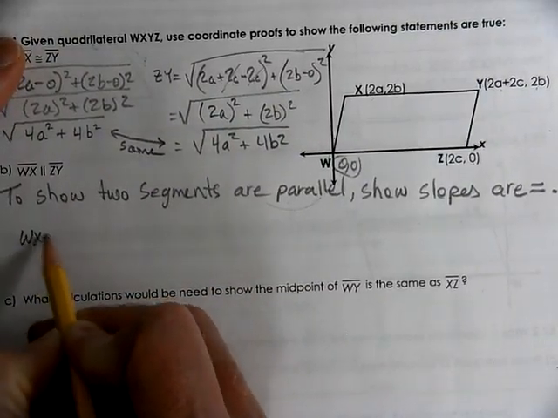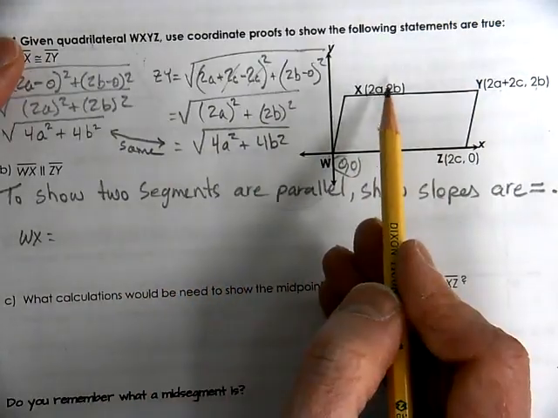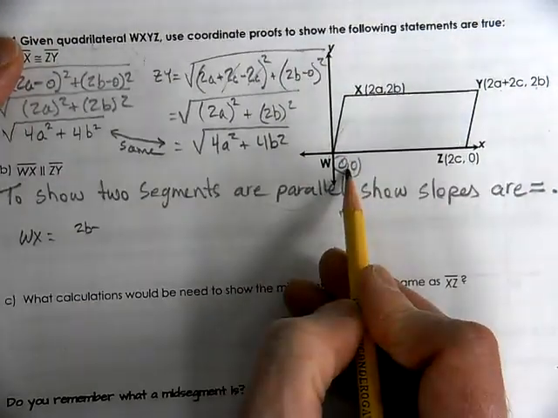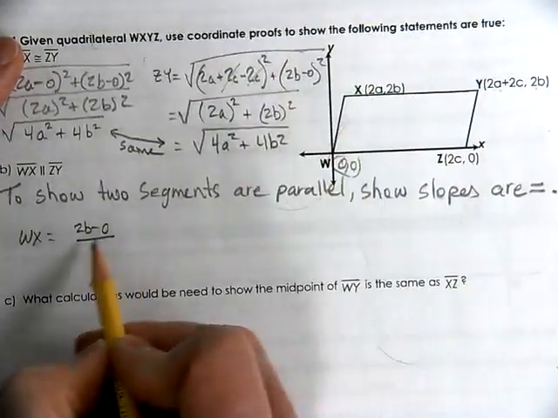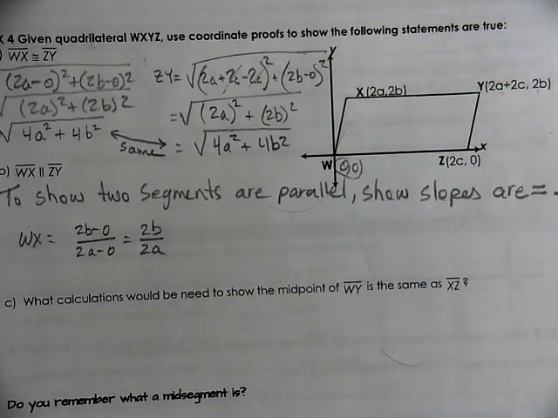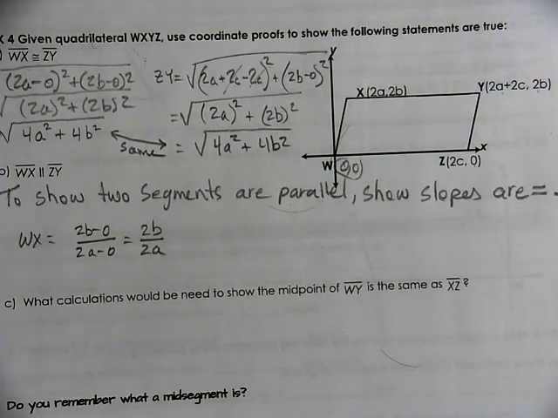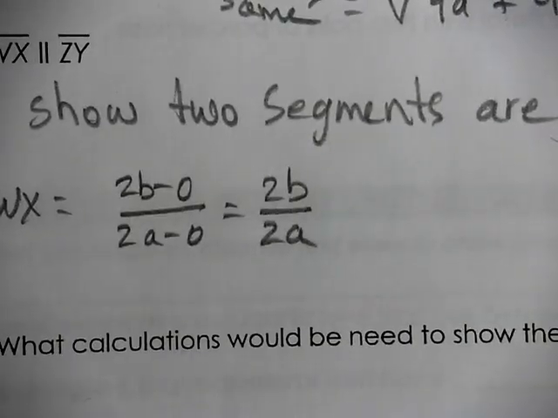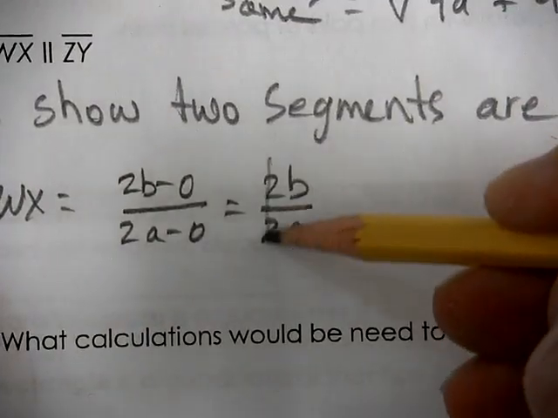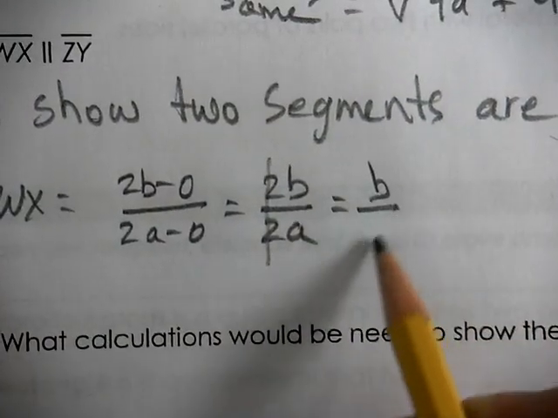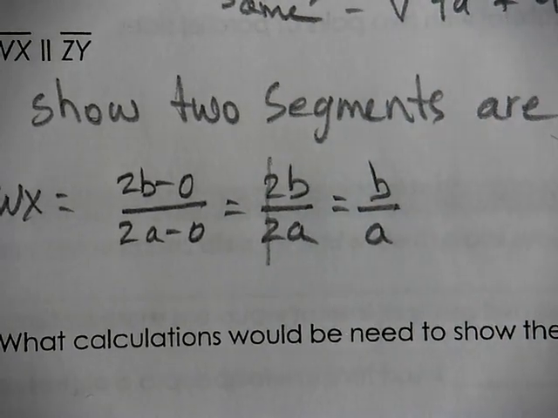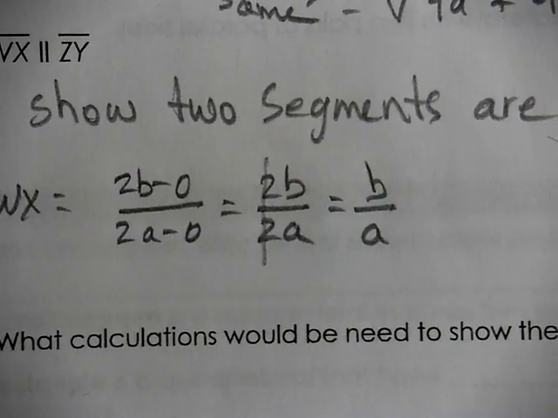We're going to do the slope of WX. Y2, so we're going to take the Y value. Here's WX. We're going to take the Y value, 2b minus the Y value, the X value minus the X value. 2b over 2a. Can you simplify that at all? We've got 2 bananas and we've got 2 apples. We can reduce the 2's out of it. So we're just left with b over a. That is our slope. Now we're going to look at the slope of YZ.